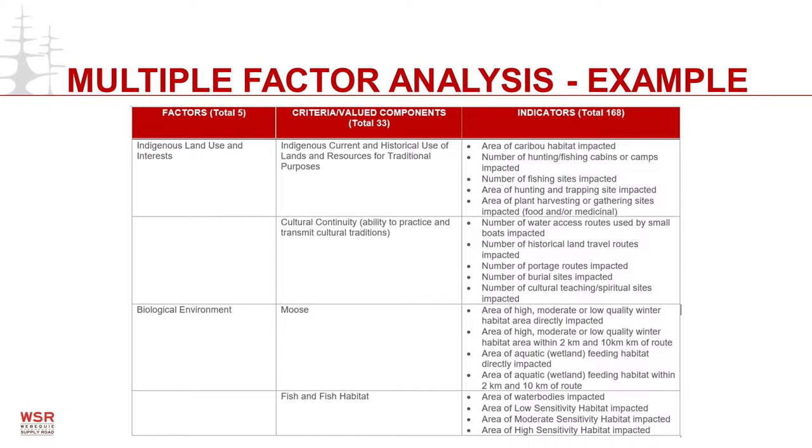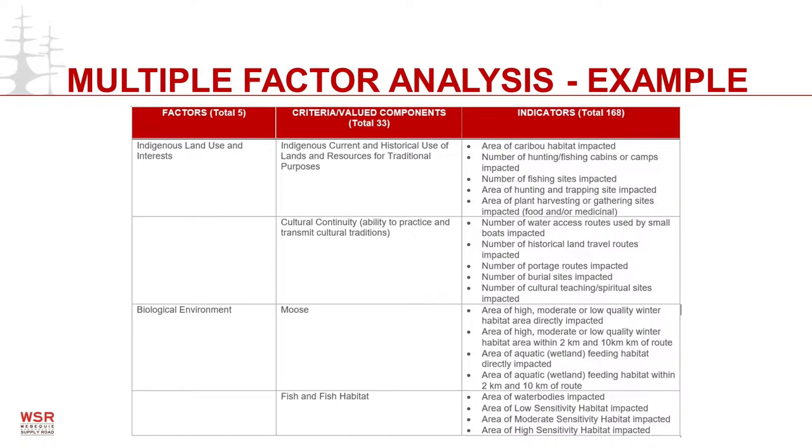And then within that valued component, there are what you call indicators. And the indicators are ways of measuring impacts. So if you look at this table, you've got indigenous lands and resources for traditional purposes. Now, what could some of the indicators be of that? Well, there could be area of habitat, caribou habitat impacted, number of hunting and fishing cabins or camps impacted, number of fishing sites impacted, number of hunting and trapping sites impacted, area of plant harvesting and gathering sites impacted. So those are measures, ways that we can try to quantify or put into numbers or somehow get a better idea of impacts. So these indicators are associated with valued components, which are then part of a factor.